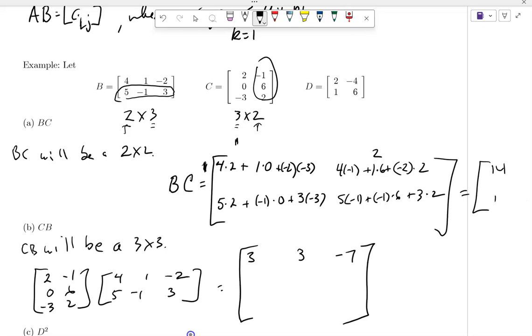Next row. -6. That one was pretty easy to do, right? Because the 0 is going to knock out the first row, isn't it? When you multiply the zeros, it knocks out the first row, so you had to multiply the second row by 6. Next one. -2, -5, and 12.